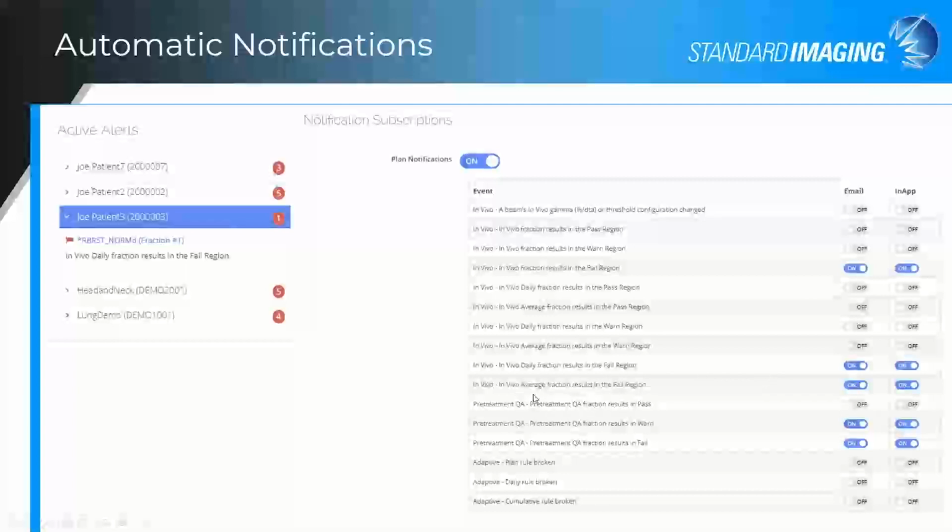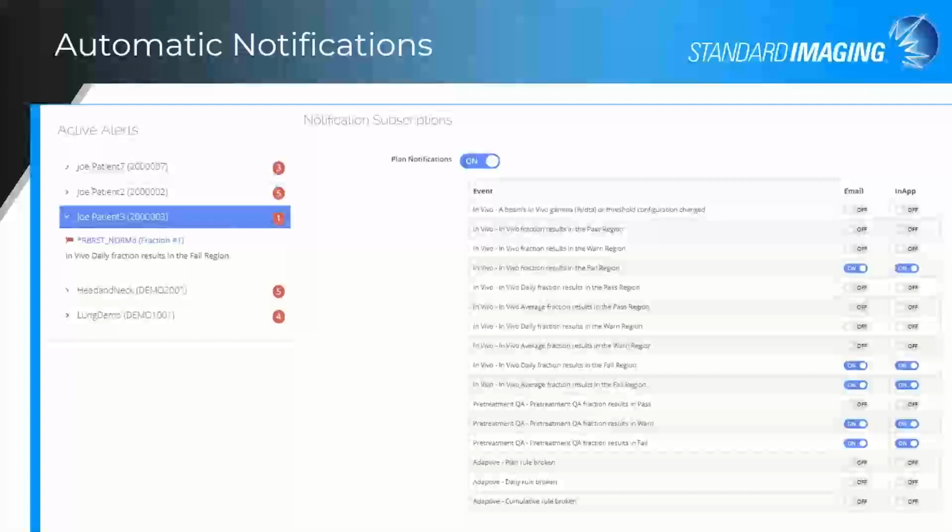I can get average result in the fail region, and I can do the same thing for pretreatment QA. You could, in theory, go check off all of these things and you get a lot of alerts. This is also an in-app message. Say you only have certain patients that you have been assigned to follow. You can actually set this stuff up.